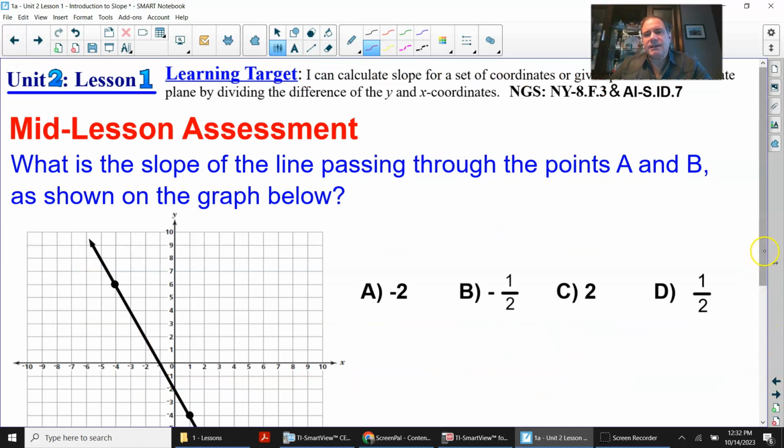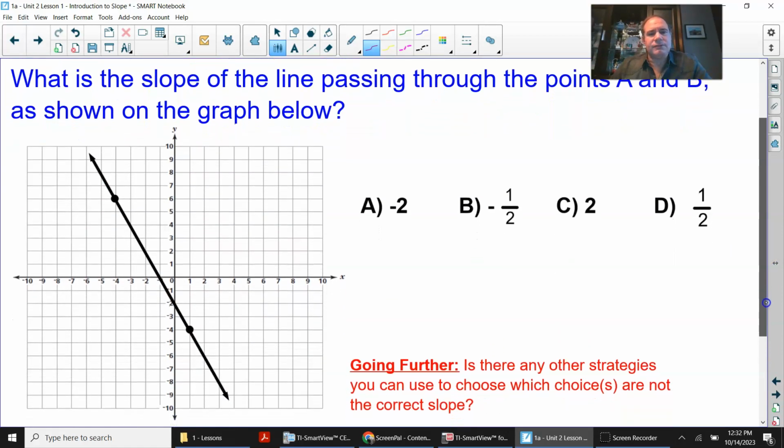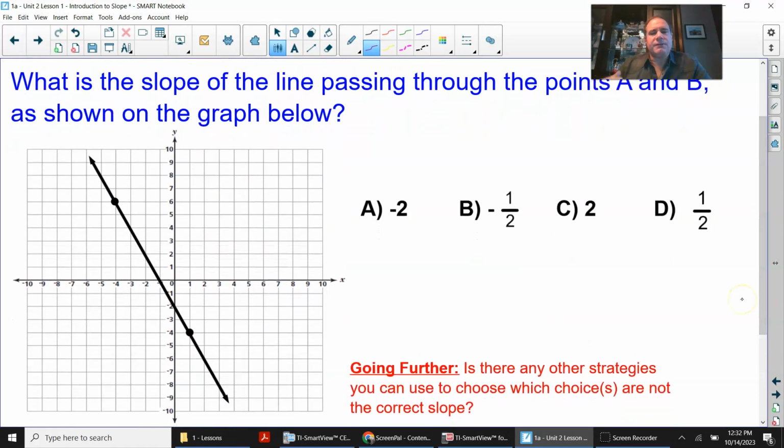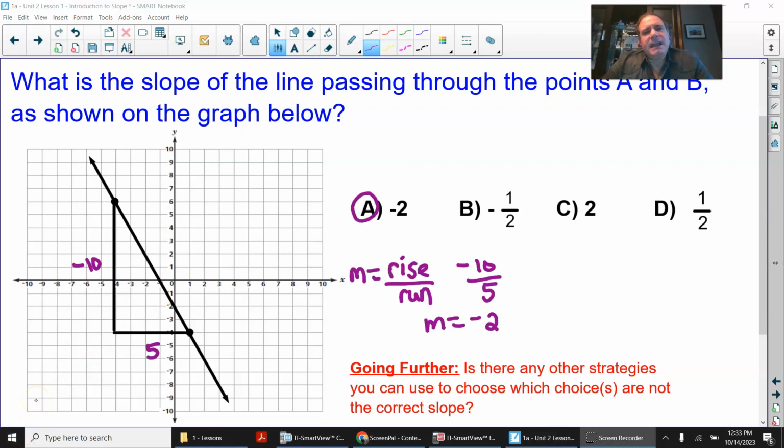The mid-lesson assessment, take a second and do the rise over run. See if you could get the answer. You could press pause and try the problem now. So if you picked A, that is correct. This is a negative slope.